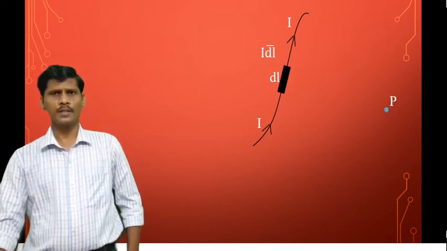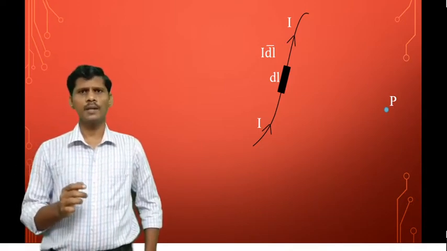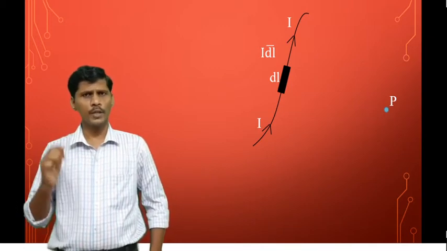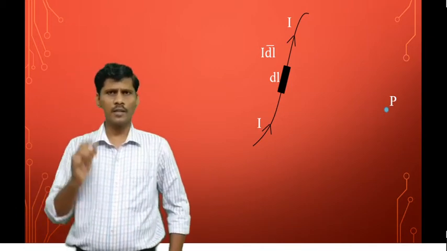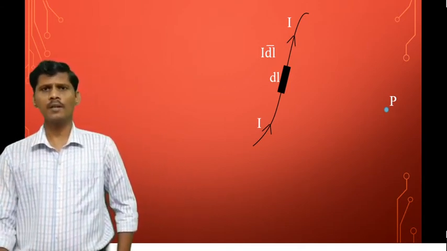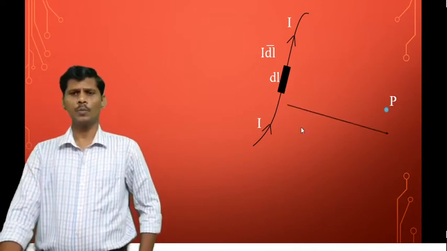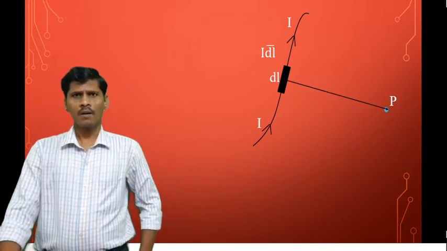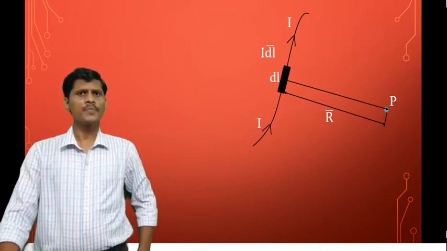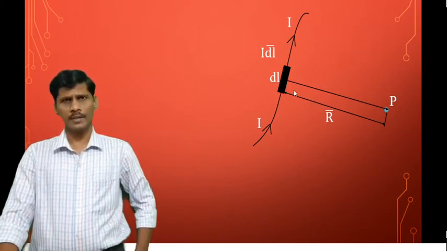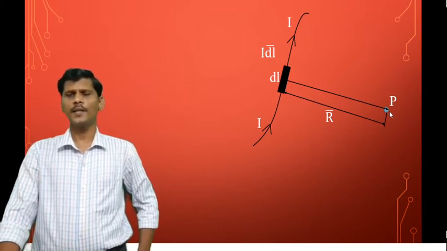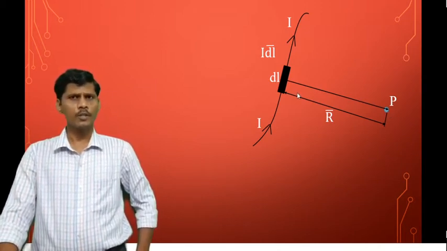Consider the point P. At that point P, we can determine the magnetic field intensity and magnetic flux density due to the differential current element I dl. Draw the vector line from the elementary length to point P. Capital R bar is the distance of point P from the elementary length. Now we can determine the magnetic field intensity at point P due to the differential element.